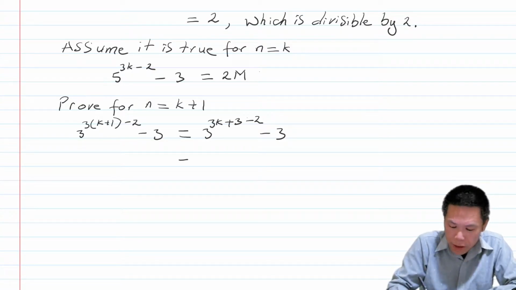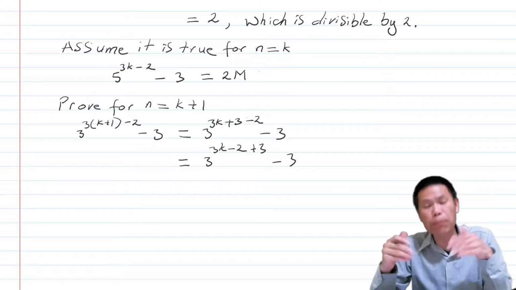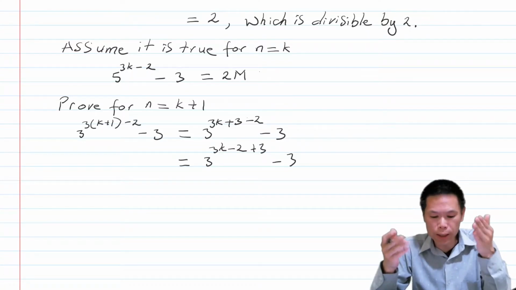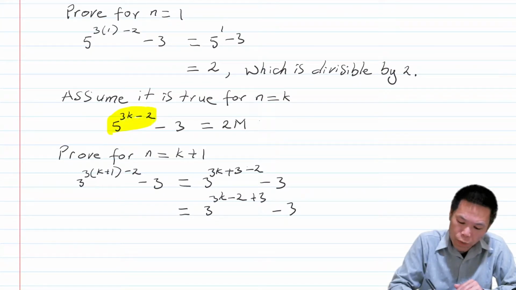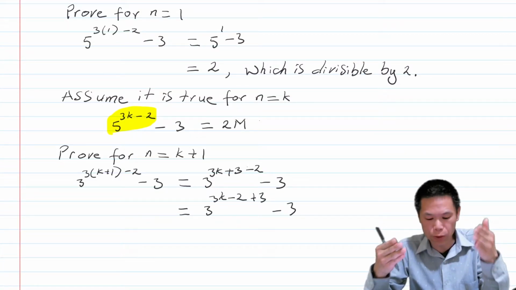So this is equal to 5 to the power of 3k minus 2 plus 3, and then minus 3 here, okay? So I'm not simplifying, I just rearrange it, that's all. And the reason is because I want to make 5 to the power of 3k minus 2 the subject. So it's easier, that's all.